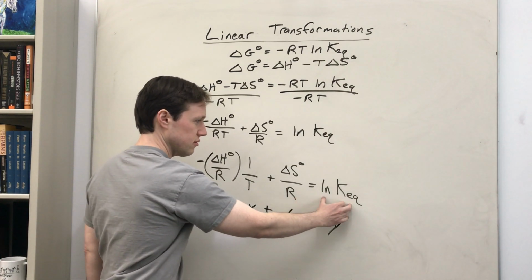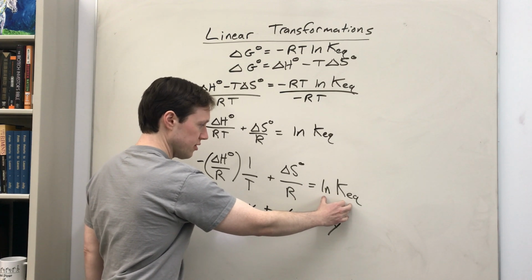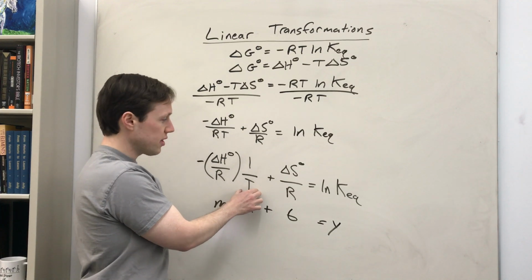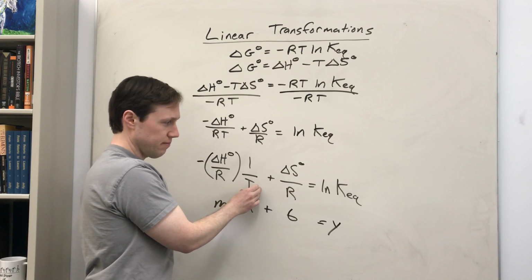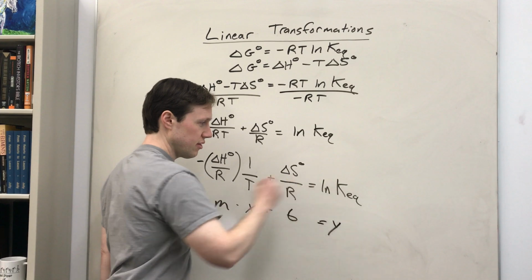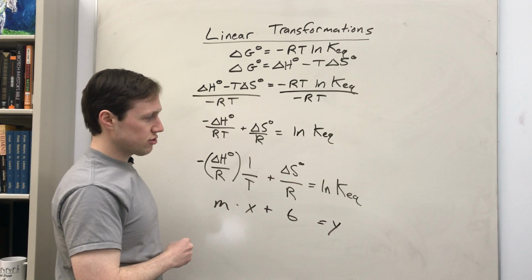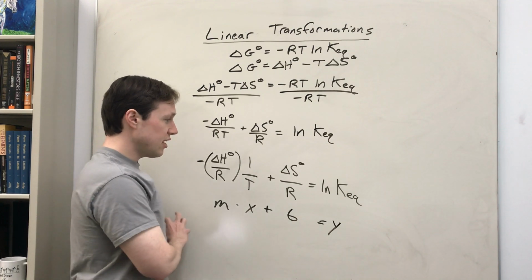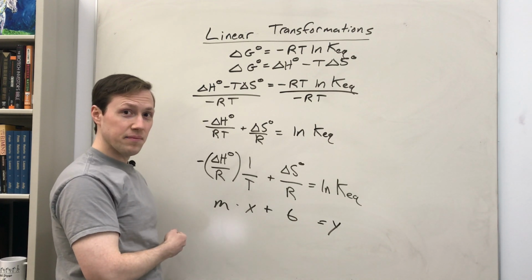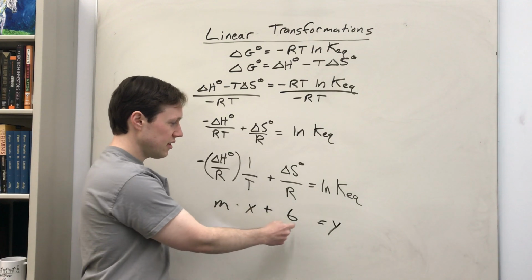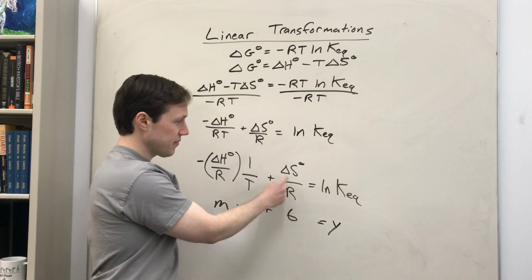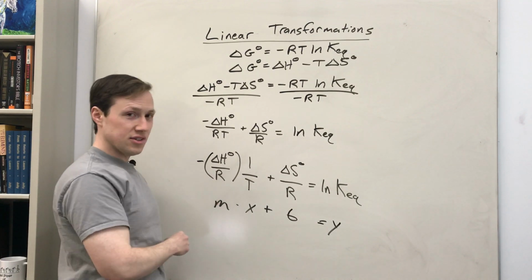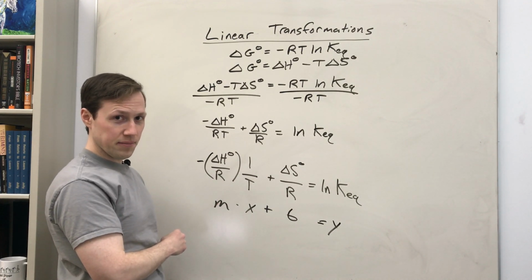If we measure a variety of equilibrium constants at a variety of temperatures, we can plot the inverse of the temperature versus the natural log of the equilibrium constants we found, and it should give us a straight line. That straight line should meet the vertical axis at delta S over R, and it should have a slope of minus delta H naught over R.